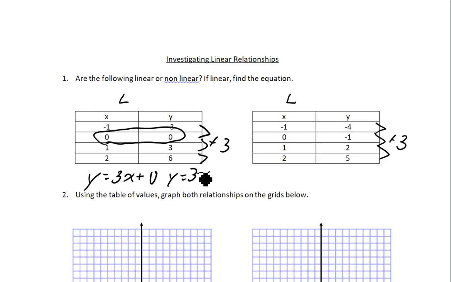If we look at this one here, again, they're also going up by 3 every time. And if we look at the 0, we have a minus 1, so we can say 3x minus 1. Or remember, the other way of doing that was to test a point. So what's 3 times 2? 3 times 2 is 6. 6 minus 1 is 5. So that's how we can figure out what we add or subtract.